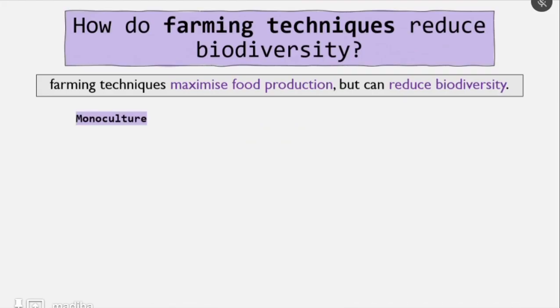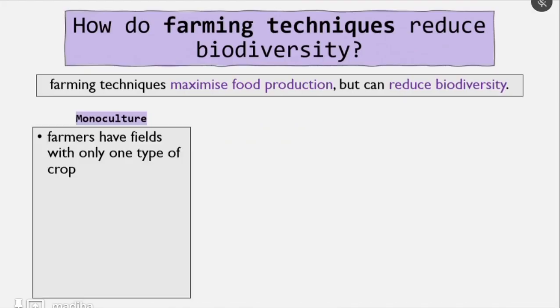So we've got monoculture. A monoculture is essentially when farmers have fields with only one type of crop. So they might have a massive field of just sweet corn, or a massive field of just, I don't know, wheat. So different things like that. And the reason it can reduce biodiversity is because you're essentially reducing the species richness.